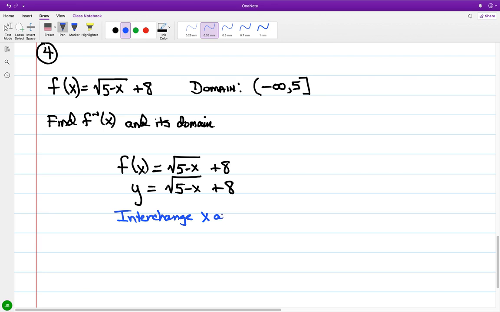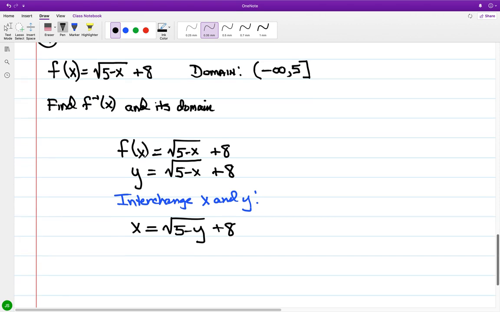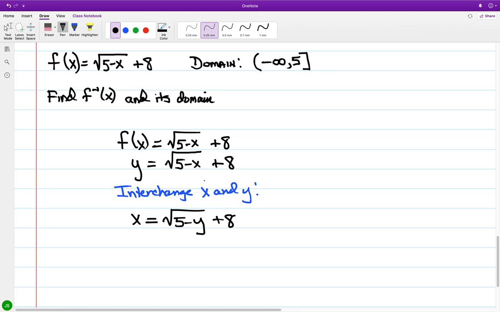And just taking what we have in the rewrite. So we have x is equal to the square root of 5 minus y, followed by the addition of 8. And what I'm going to do is isolate y ultimately. So if I take 8 away from both sides, we have x minus 8 is equal to the square root of 5 minus y.